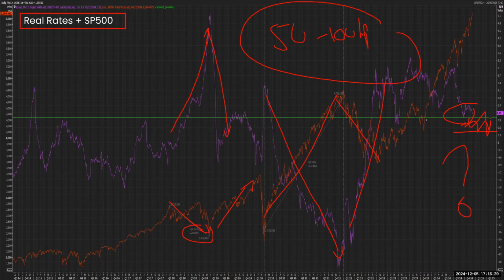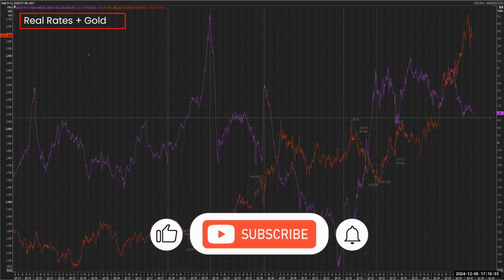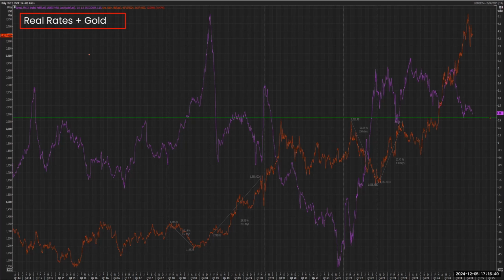Okay, now apply that same logic to the next chart, which is real rates and gold. Remember, gold yields nothing. Okay, so gold is a very straightforward relationship with real rates. High real rates, I'd far rather own US bonds over gold, so I'll sell the gold and buy the bonds.